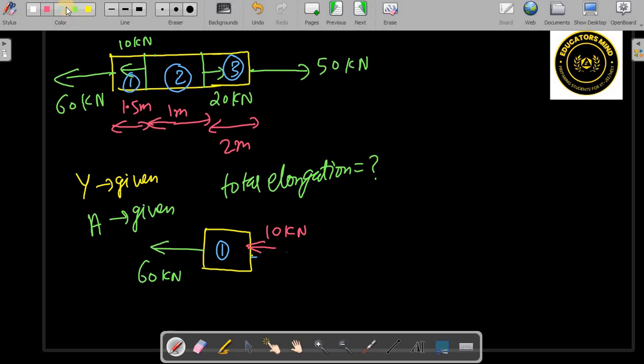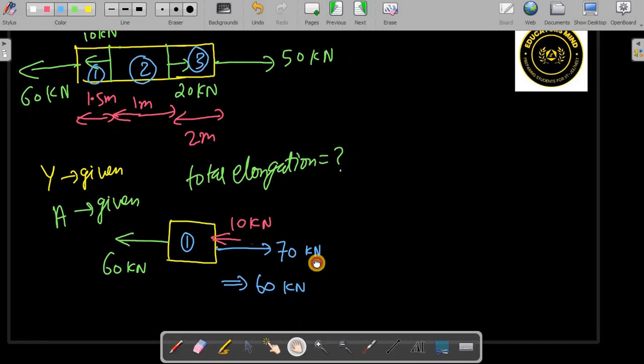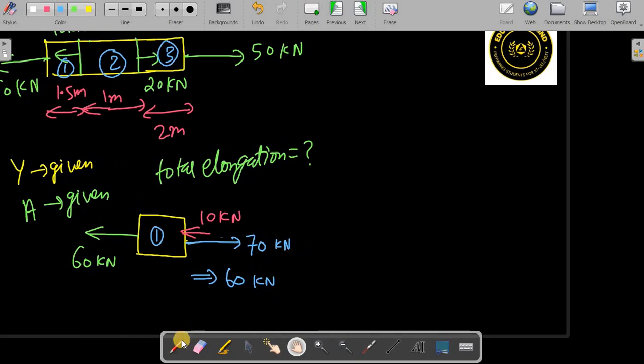Okay, resultant should be 60 this side. But what is that? This must be 70 kilonewton. Then only 70 minus 10, right? So 60 we have balanced it. Now let us go. So the internal force here is 70. Okay, this is the internal force acting at this place. Now go for the second part.